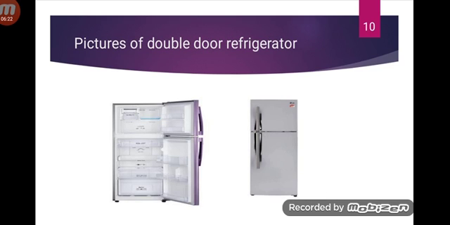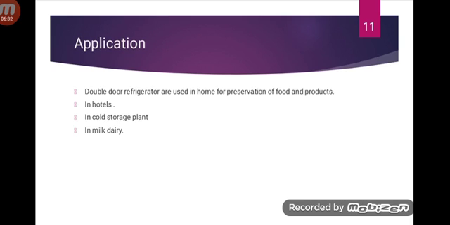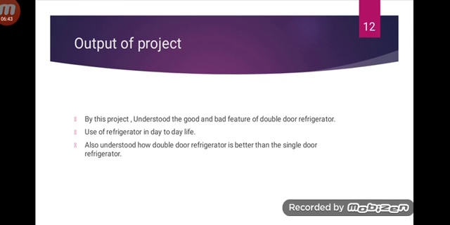Pictures of double door refrigerator. These are some of the pictures of double door refrigerator which contain freezer and fridge unit. Application. Double door refrigerators are used in homes for preservation of food and products, in hotels, in cold storage plants, in milk dairies.